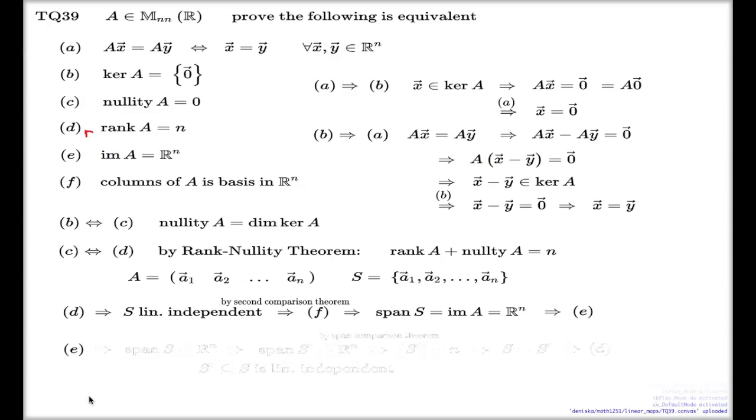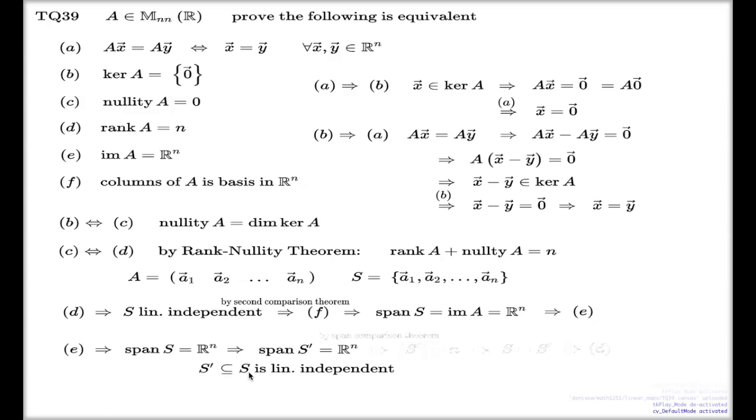If I assume E is true, meaning that the image of A is Rn, look what it means. It means that the span of S is Rn. S is this set of vectors. It's basically the image of Rn. If we're assuming E, we don't know if S consists of linearly independent vectors, but we can take a smaller set, which I will call S dash, which is linearly independent, and which spans the same thing as S.